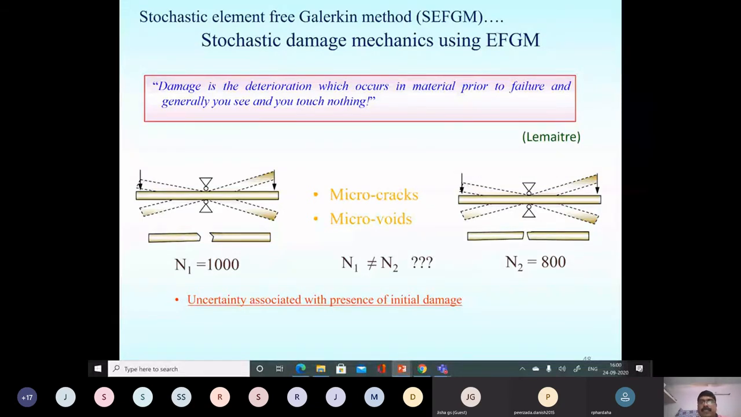So in this particular work, damage is something which is considered random, and we assume that there exists an initial damage which is random in nature. Okay.